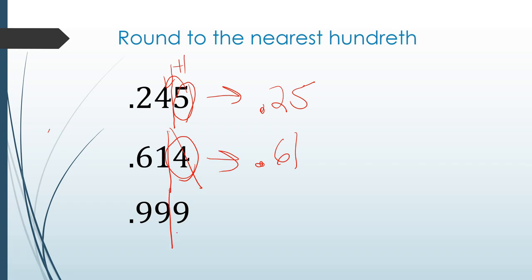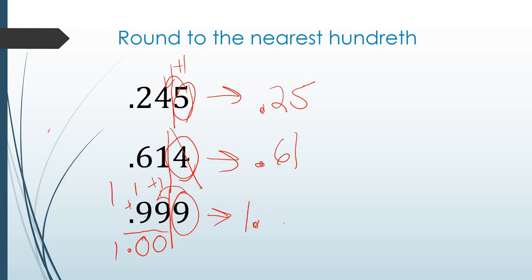Round again. So I draw a line in between the hundredth and the thousandths. This is 9, so it's bigger than 5. So I add 1 to it, right, to 9. But 1 plus 9 is 10. So I add again. 1 plus 9 is 10 again. Carry the 1. I have 1.00.